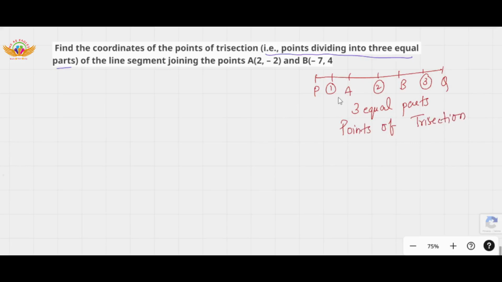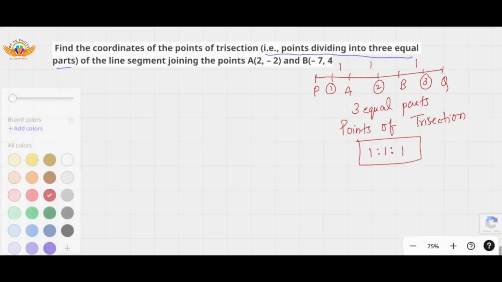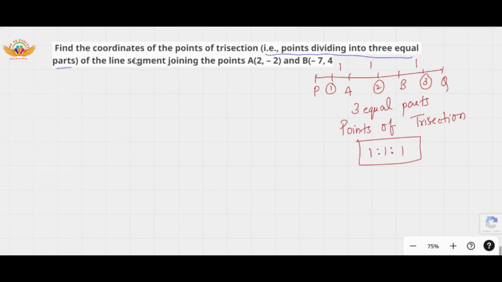In this case, the parts are divided in the ratio 1:1:1. So you have to remember this. What is the meaning of points of trisection? When a line segment is divided into three equal parts, the ratio will be 1:1:1, each part as 1. Done. And now we will solve accordingly. They are asking to find the coordinates of the points of trisection, that is, points dividing into three equal parts of the line segment joining the points A and B.